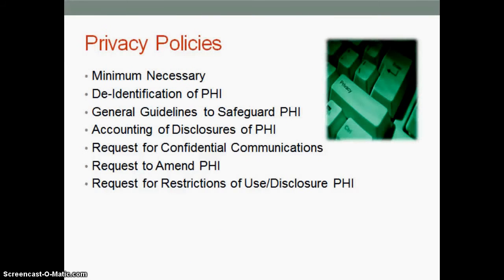So here's the batch of privacy policies that were implemented, and we'll just quickly go through them, but also please refer to the policies and read through each one. So we'll start with minimum necessary, de-identification of protected health information, some general guidelines to safeguard protected health information, and then we're going to go through 4 of the patient rights policies: the accounting of disclosures, the confidential communications, the right to request an amendment, and the right to request a restriction.